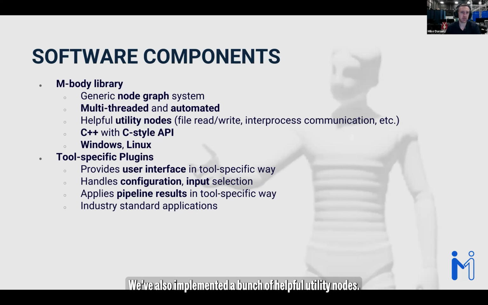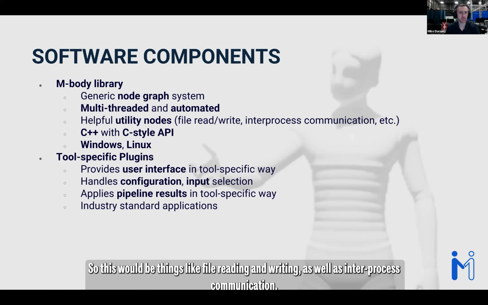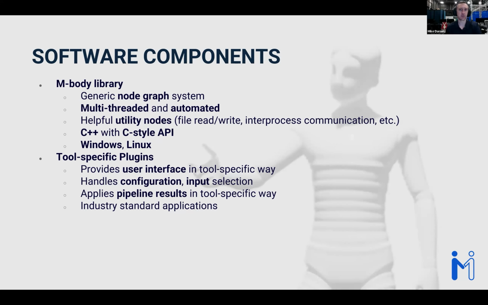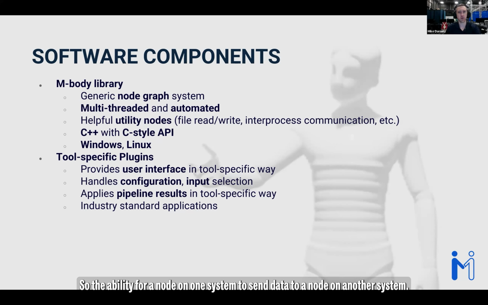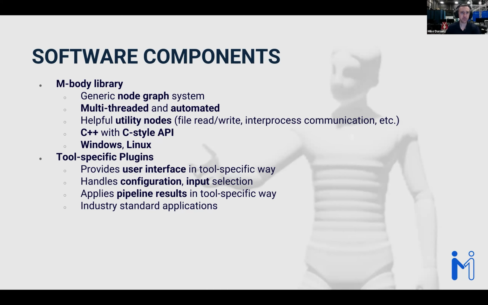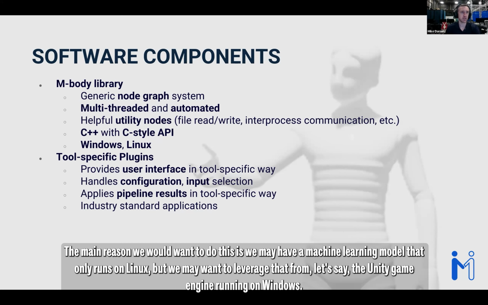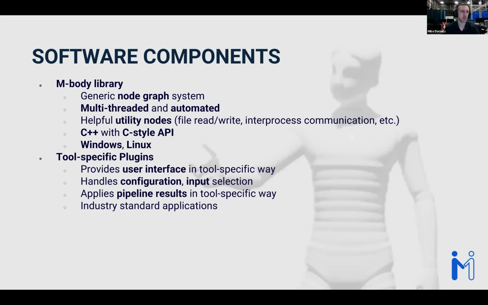We've also implemented a bunch of helpful utility nodes. So this would be things like file reading and writing, as well as inter-process communication. So the ability for a node on one system to send data to a node on another system. Main reason we would want to do this is we may have a machine learning model that only runs on Linux, but we may want to leverage that from, let's say, the Unity game engine running on Windows.